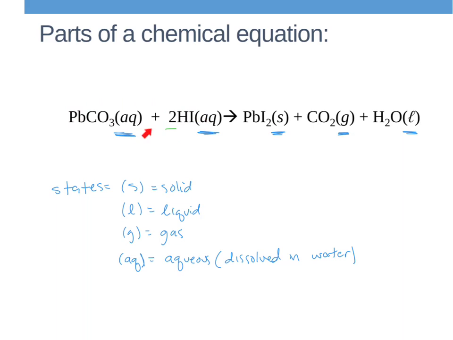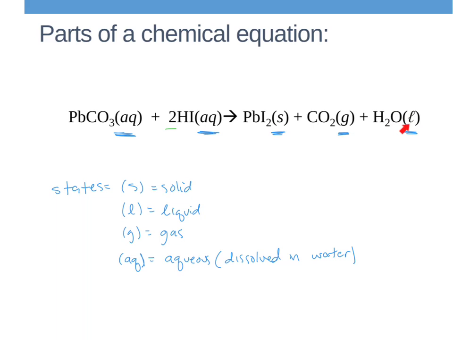And so what we're saying is that when we mix those two solutions together, what you form is this lead iodide that is a solid. It's a yellow solid that drops to the bottom. But you also make some bubbles. You make some carbon dioxide that's a gas, and this gas bubbles on out. And you make some more water, which is a liquid. And we just put an L here because you don't say that water is dissolved in water. That doesn't make sense. It just is more water, so we just put a liquid here.